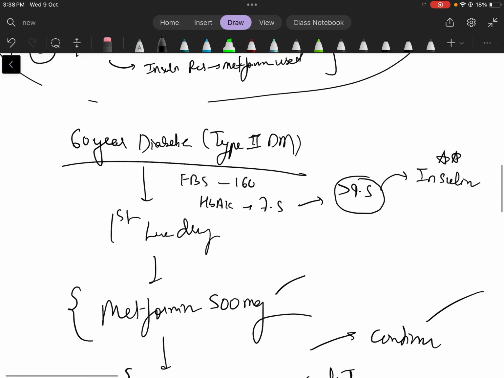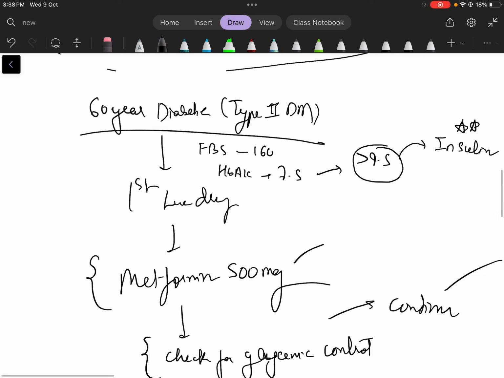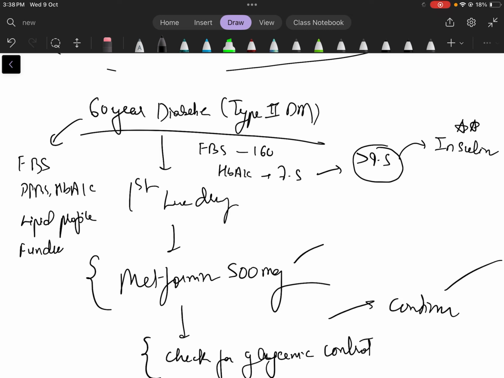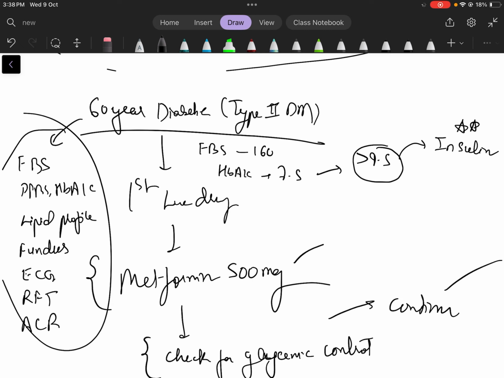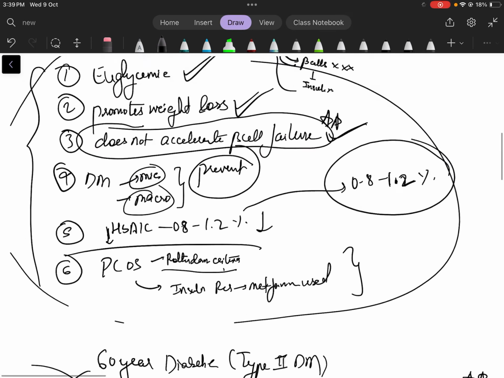And of course, before treating a diabetic patient, you should perform a series of investigations. That is your FBS, your PPBS, your HbA1c. It's very essential to perform your lipid profile. Your fundus examination to be done. Baseline ECG to be done. Then you can go for your renal function test, your albumin creatinine ratio. So these are essential investigations that have to be performed before starting drugs in your type 2 DM patients. So that's it about your metformin.